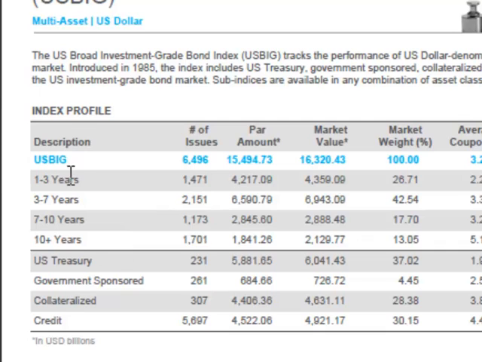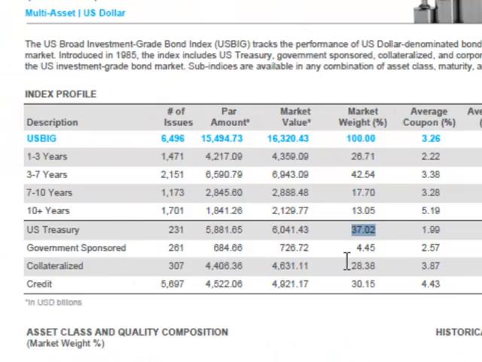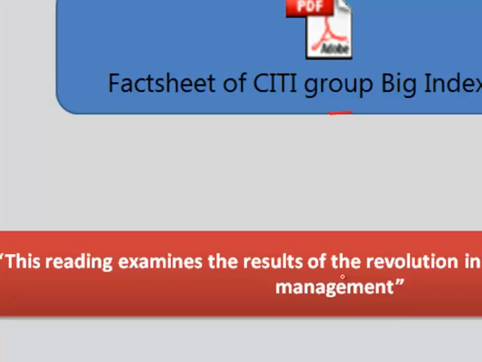Now see the constitution carefully. This is based on maturity: 1 to 3 years, 3 to 7 years, 7 to 10 years, 10 plus years, and on the type of securities being invested in. Have they given it in percentage anywhere? Yes, about 37% of the constitution is in US Treasury, 4% in government sponsored, 28% in collateralized, that is the mortgage backed and asset backed securities that we studied at level 2, and roughly 30% in different categories of credit investment vehicles. So let's start with the topic directly.